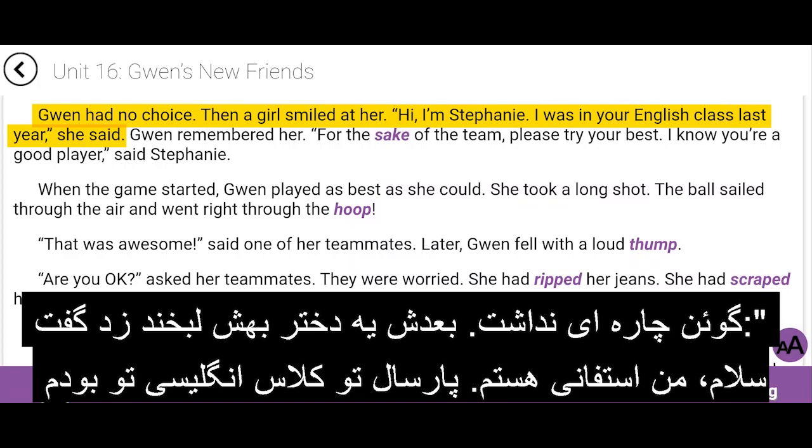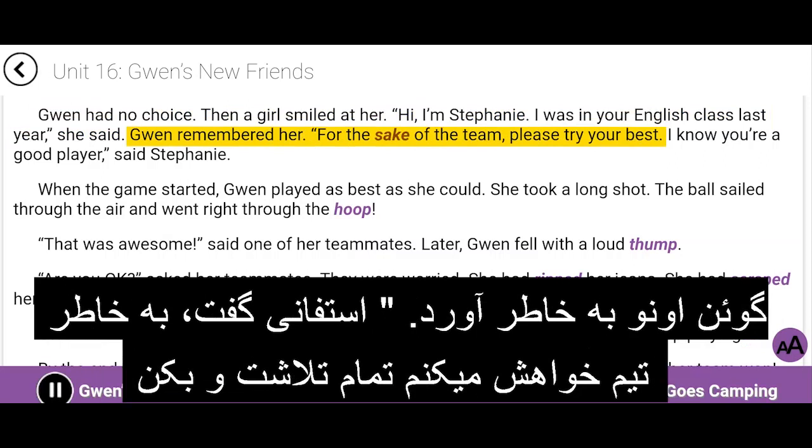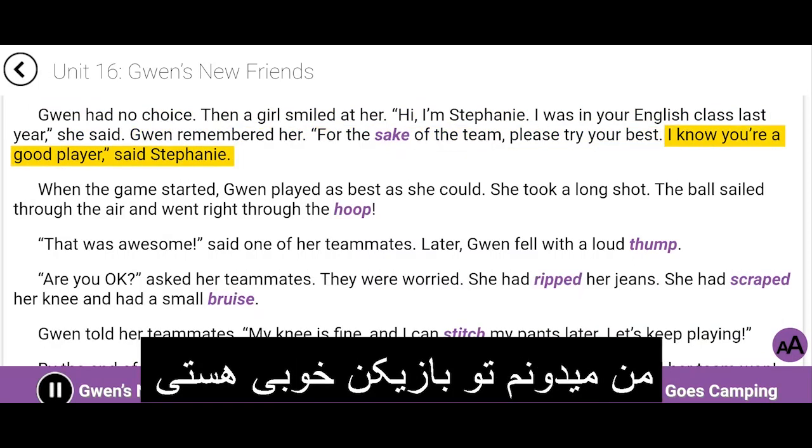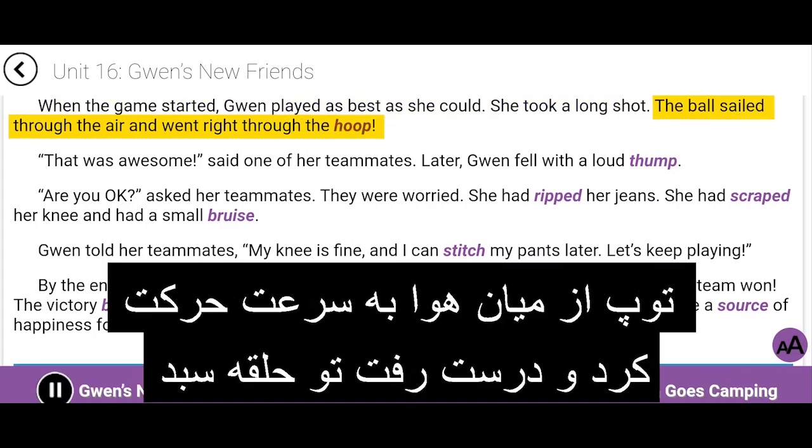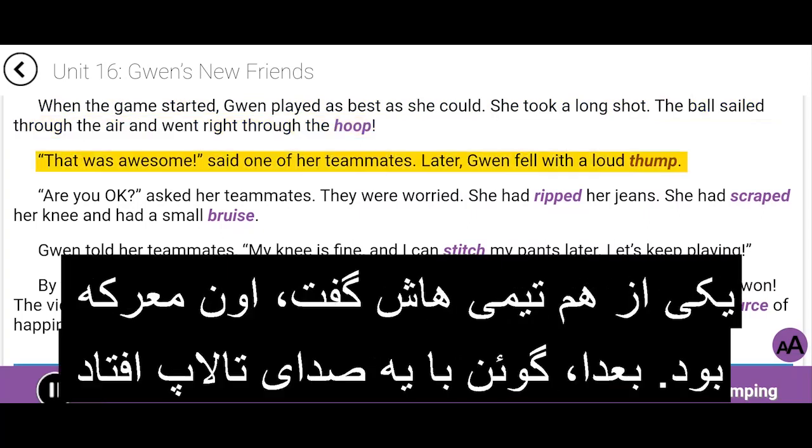"Hi, I'm Stephanie. I was in your English class last year," she said. Gwen remembered her. "For the sake of the team, please try your best. I know you're a good player," said Stephanie. When the game started, Gwen played as best as she could. She took a long shot. The ball sailed through the air and went right through the hoop. "That was awesome," said one of her teammates.